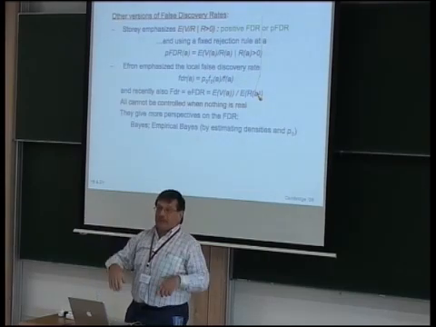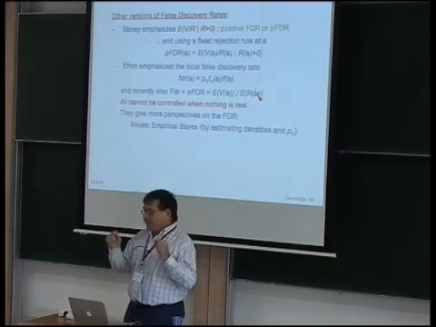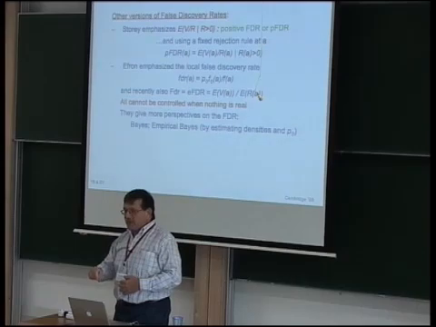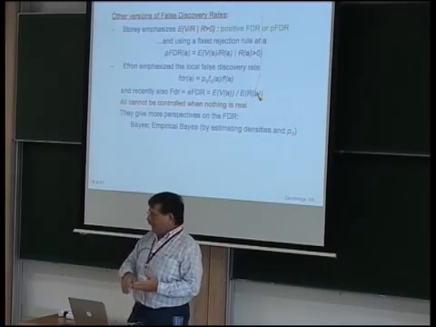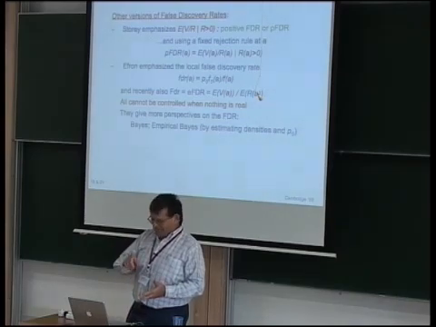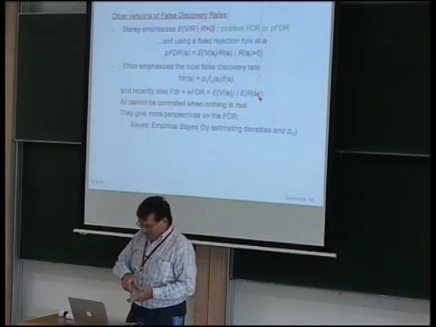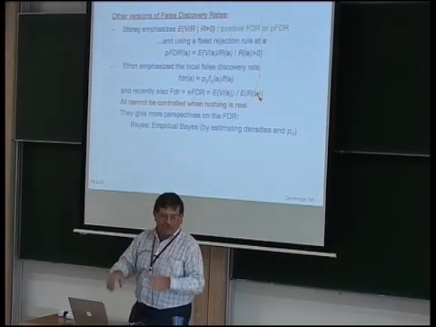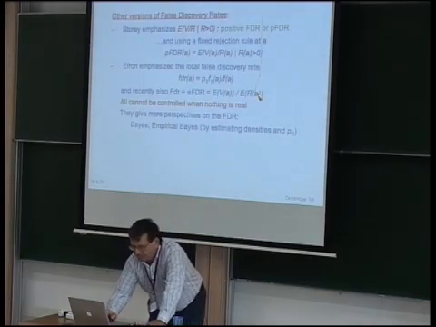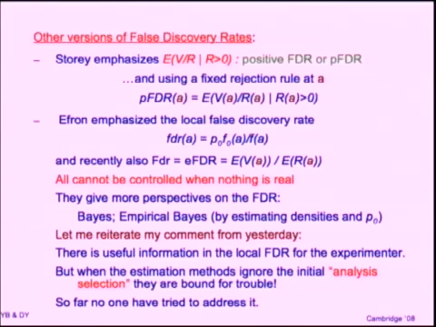I would like to emphasize that in the very popular mixture model used in microarray analysis, all three are the same. FDR, positive FDR, and this expected or average FDR are all the same in this asymptotic model. Now, the important point I would like to make is that they cannot be controlled when nothing is real, which is not the case in the mixture model, but they give more perspective on FDR, and they give the Bayesian interpretation and the empirical Bayes interpretation, again, that was discussed yesterday.